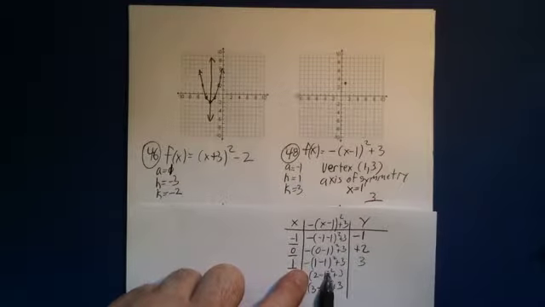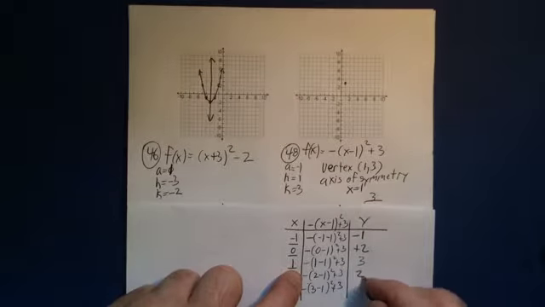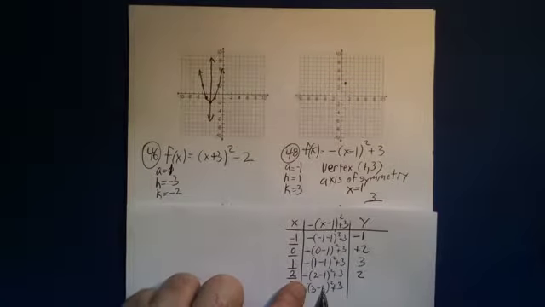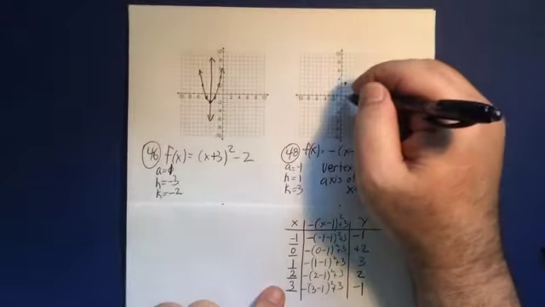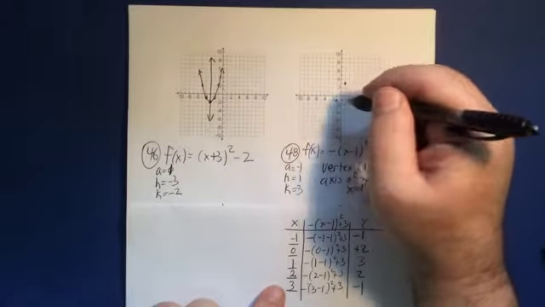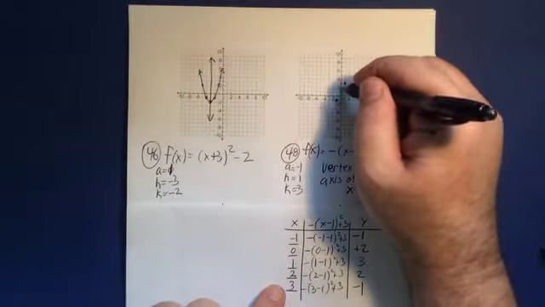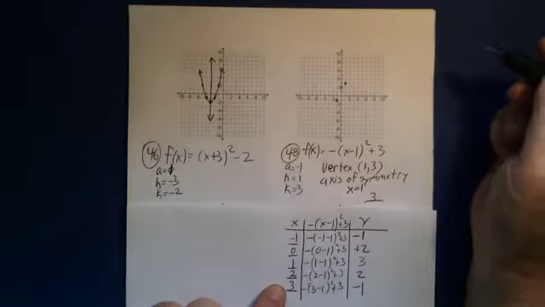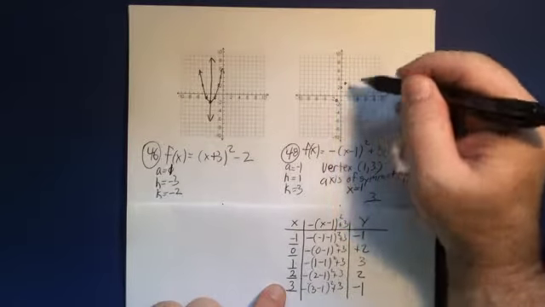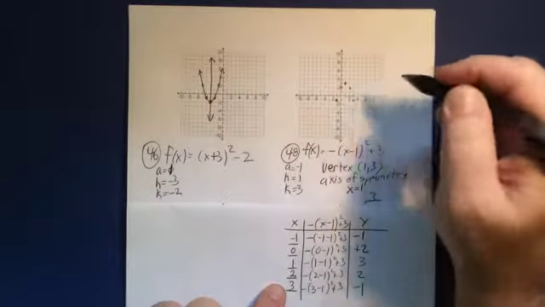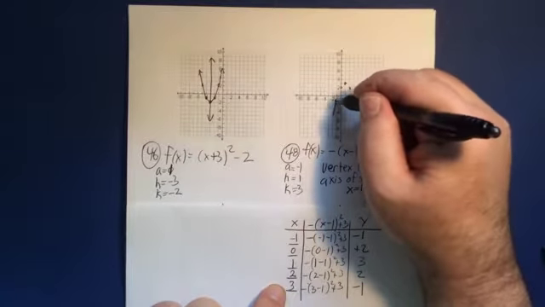2 minus 1 is 1. 1 squared is 1. Negative 1. Negative 1 plus 3 is 2. 3 minus 1 is 2. 2 squared is 4. Negative 4 plus 3 is negative 1. So now I have my 5 points which I can plot down. So negative 1, negative 1. 0, 2. My apologies for my phone going crazy in the background. 2, 2. And 3, negative 1. So here are my 5 points for the graph of the parabola.